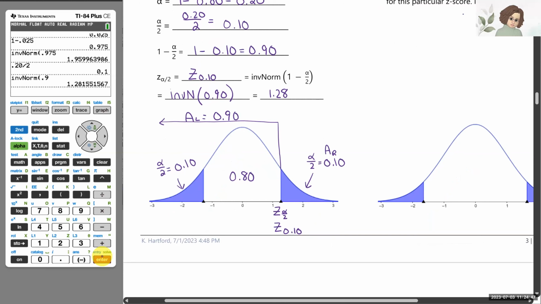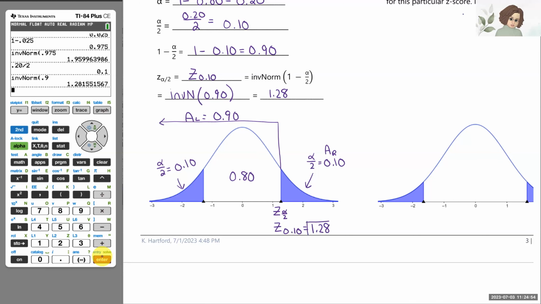So I'll put that on my graph as well. That positive z-score there to create that picture is 1.28. So that is called the critical value. And we're just interested in that positive one here as we will be moving forward. So that is 80% confident.